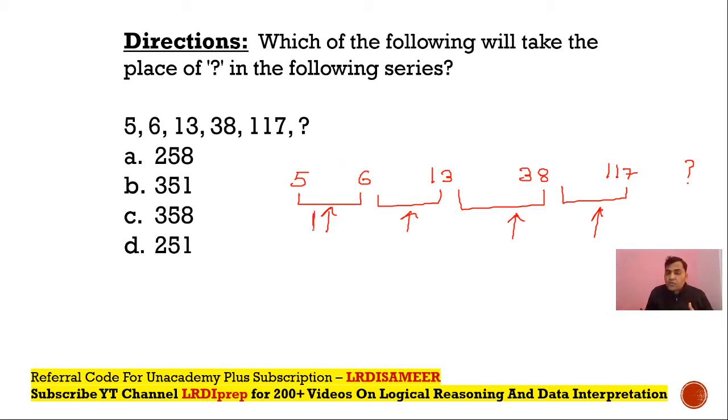5 to 6 it's 1, 6 to 13 it's 7, 13 to 38 the difference is 25, 38 to 117 the subtraction is 117 minus 38, which is 79. Now this series wants to check how good you are with the numbers.